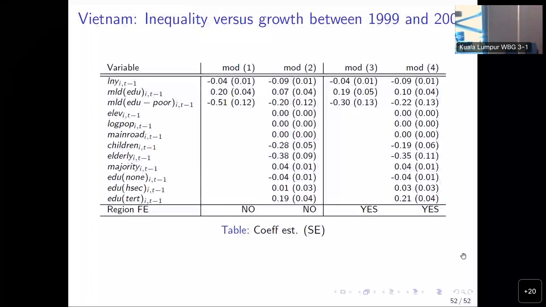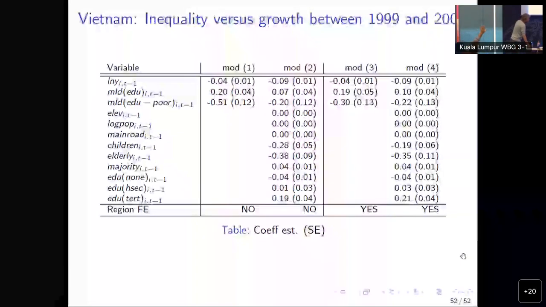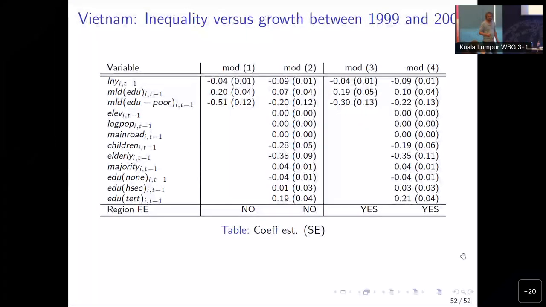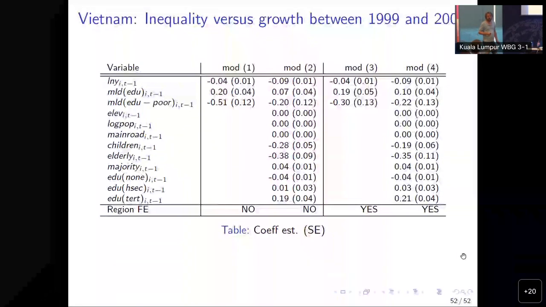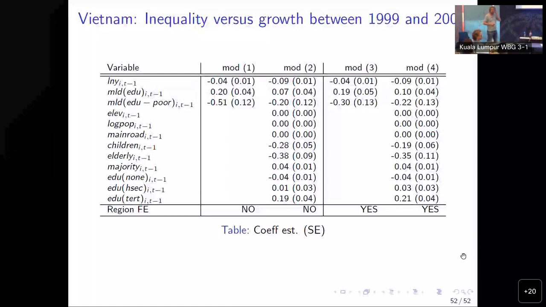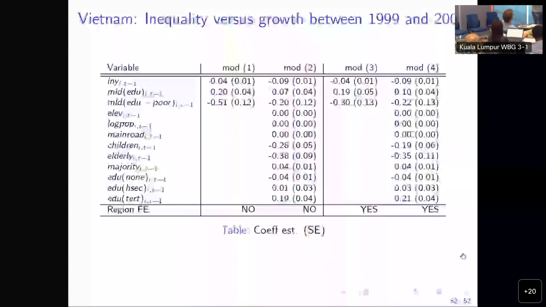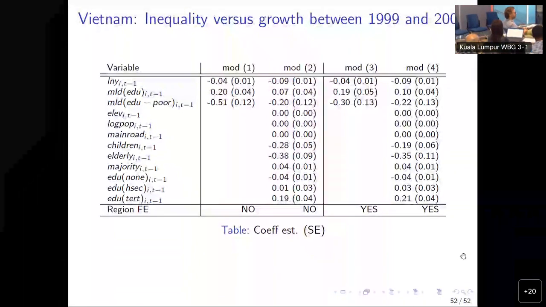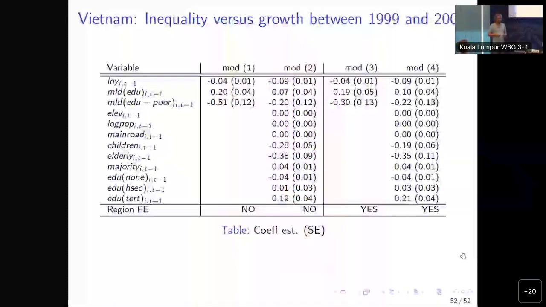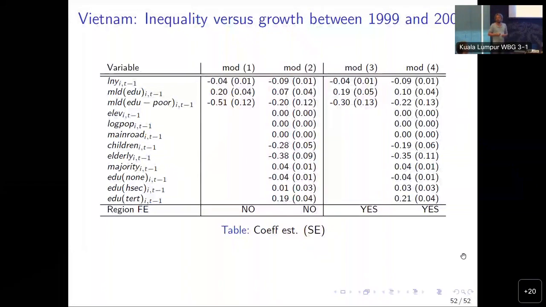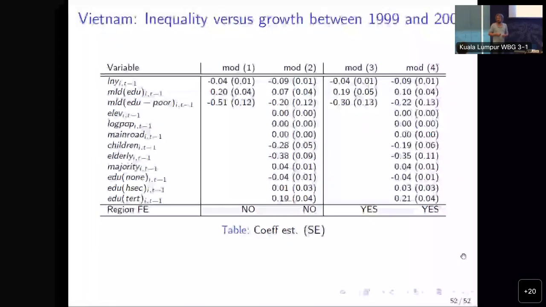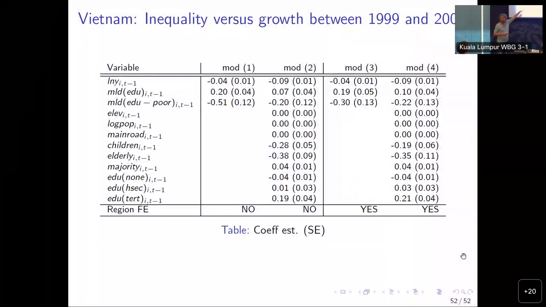But just for clarification, because of this t and t minus one notation, you just run this in one cross section? Exactly. It's a single cross section regression where all the right-hand-side variables are lagged by a decade, to avoid obvious endogeneity concerns. Yeah, a single regression. Although, to get the standard errors right, remember, we ran this regression 500 times in order to get the correct standard errors.